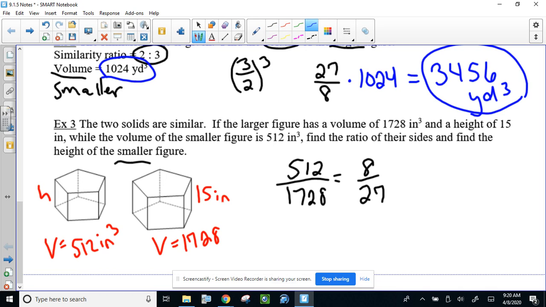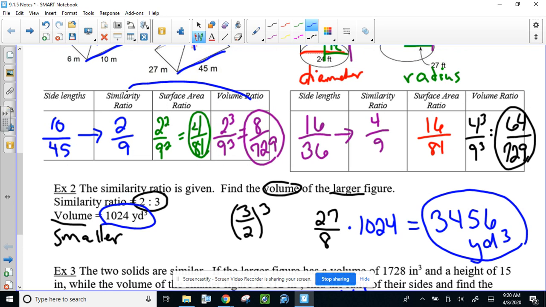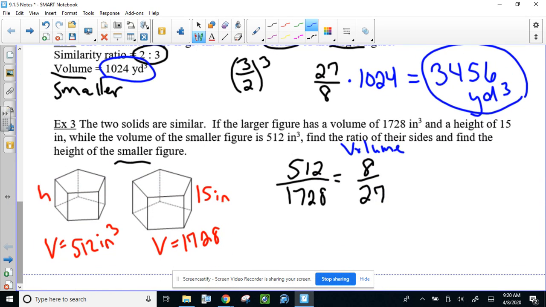So this is the volume ratio, and we need to get the side ratio. So we need to basically go from our volume ratio back to our similarity ratio. So we need to undo the cube. Or we basically have to ask ourselves, what to the third power makes 8 and what to the third power makes 27? Well, what's really handy about these numbers is that they are the same ones we've already used. So we know that 2 to the third power makes 8 and 3 to the third power makes 27. So our ratio that we need is 2/3.